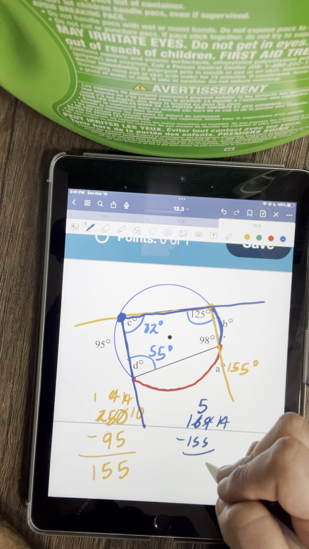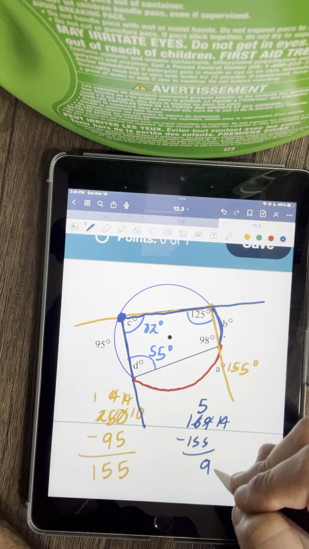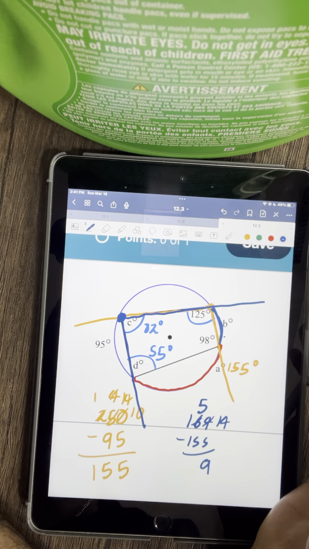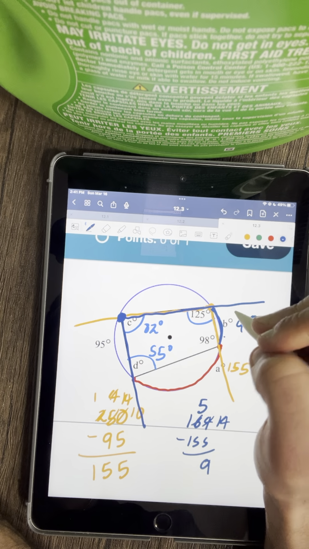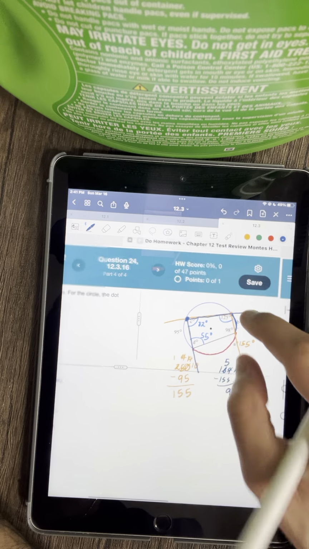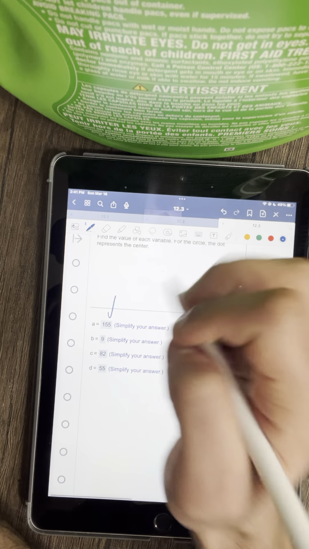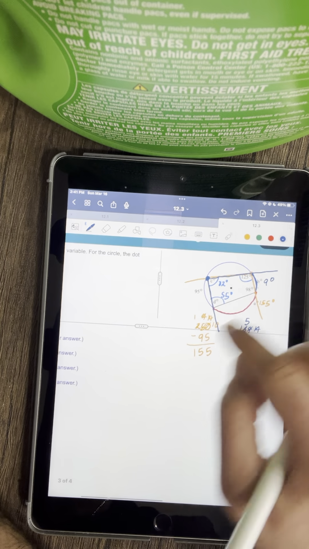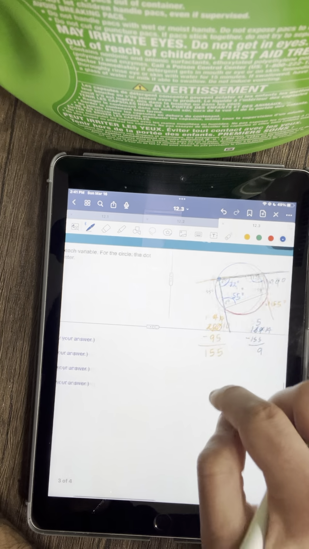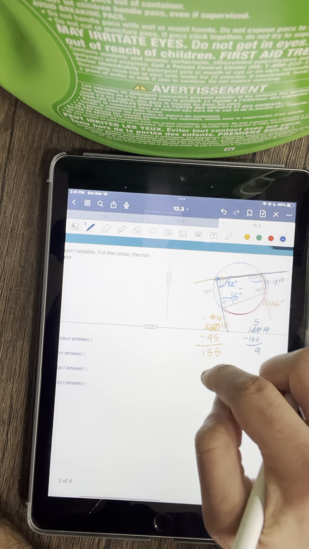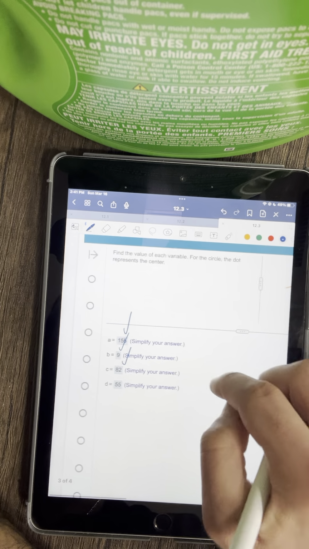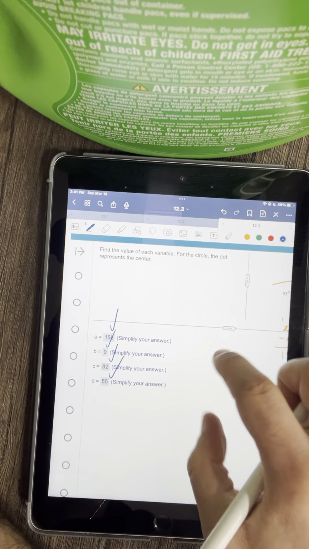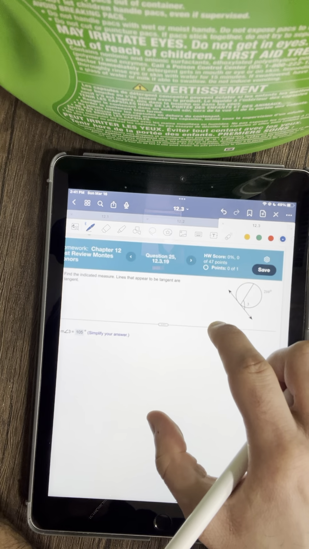So my angle is what, 9, right? Is that right? 164 minus 155, yep, 9. So now my A is 155, my B is 9, my C is 182, and my D is 55. Awesome. Okay. Let's take a look at this one.